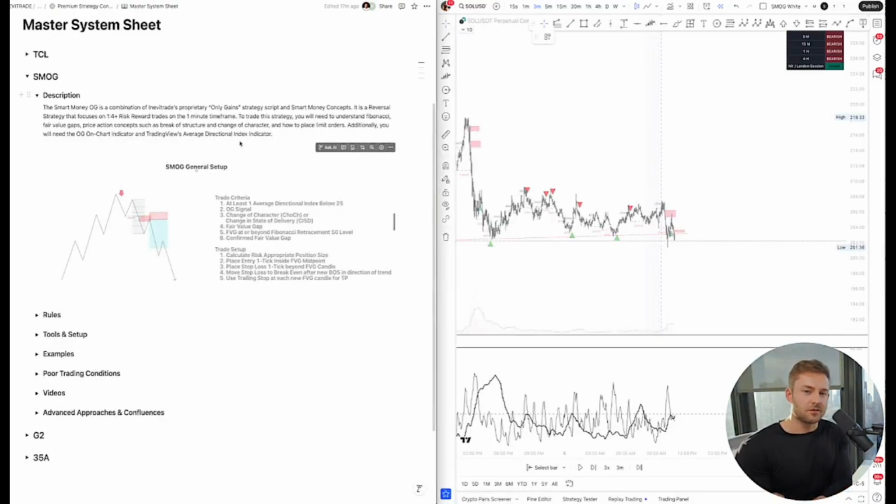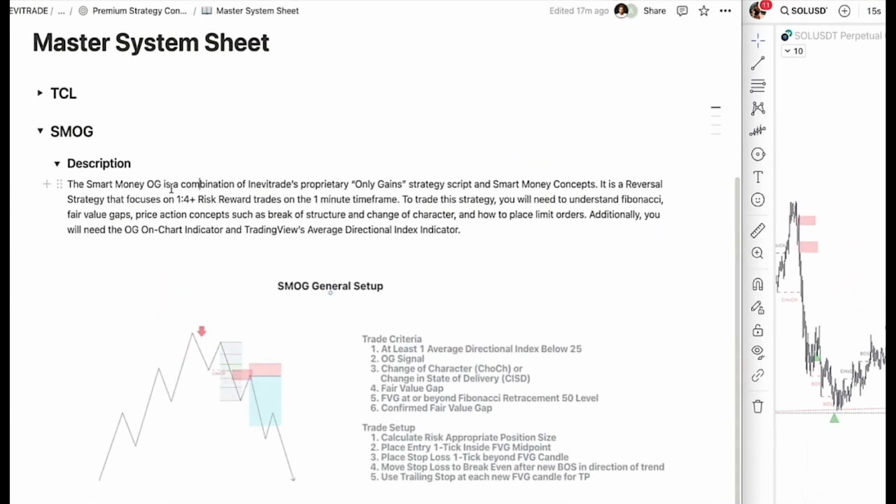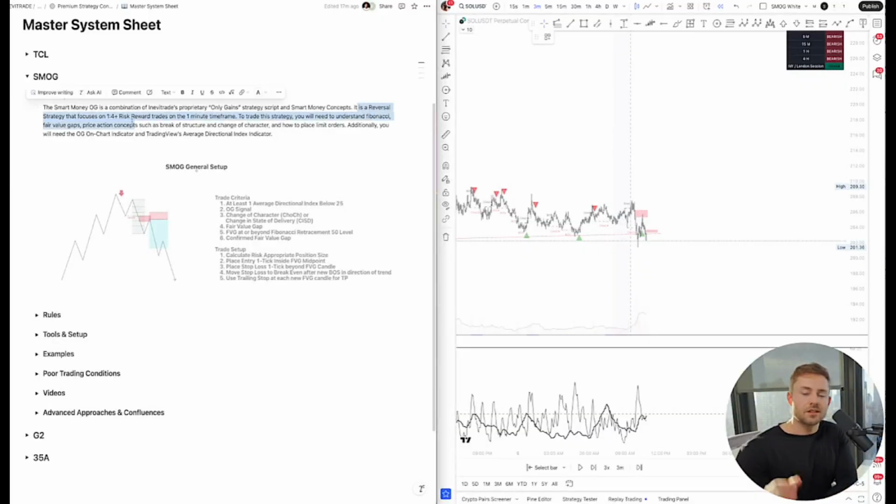All right, so getting into the description of what SMOG is. Okay, the name comes from Smart Money OG, which is a combination of INEVITRADE's proprietary only gains strategy, which was a script basically just for a buy and sell indicator using something called money flow that we integrated with some smart money concepts. The ones that we found actually work. Like I said, this is a reversal strategy, so it's focusing on finding those key areas where markets will move up significantly and then trying to time areas of shift, weakness, entry, and then trading into a potential new trend, which can get us into really big positions.